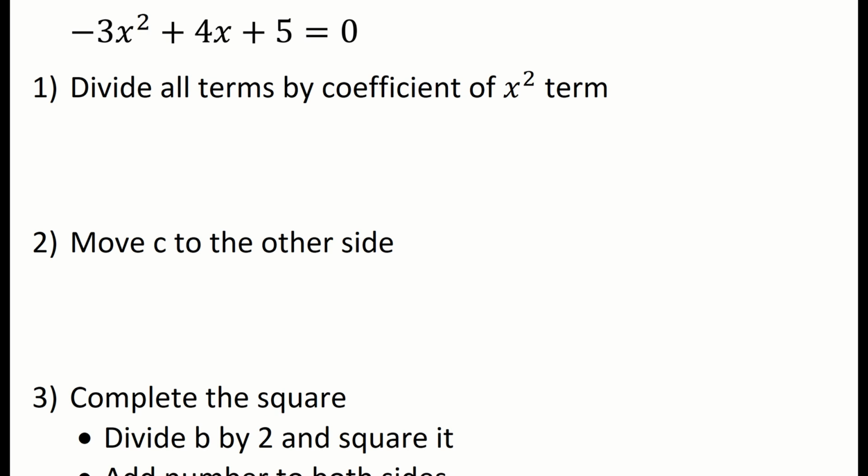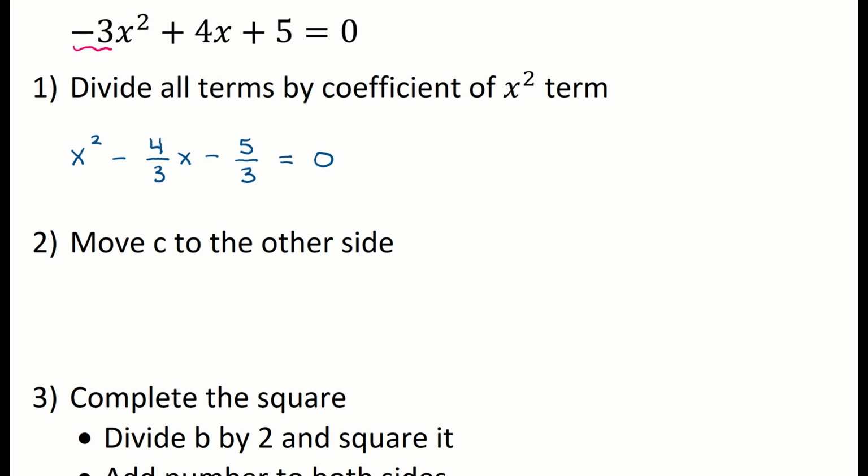So in our second question, we do actually have a number in front of the x squared term, which is the negative 3. We're going to start by dividing all terms by that negative 3. That's going to change our problem into x squared minus 4 over 3x minus 5 over 3 is equal to 0. So it's instantly introduced fractions into this problem, but that won't make anything harder because we know how to deal with fractions. Our next step is moving c to the other side.